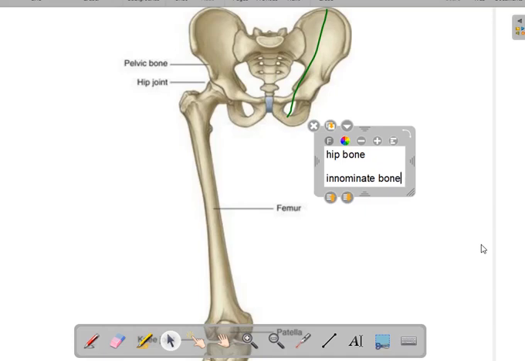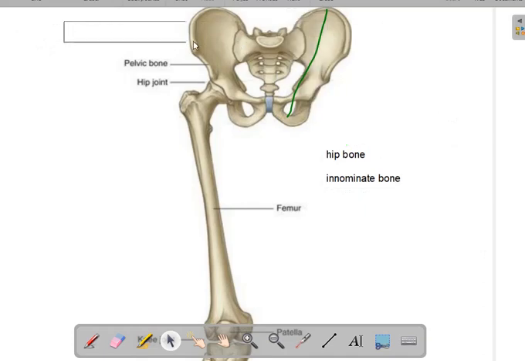The hip bone is articulating with the sacrum. This is the sacrum here, which lies at the lower part of the vertebral column, connecting the lower limb with the trunk. This is the sacrum, articulating with the hip bone here at the sacroiliac joint.